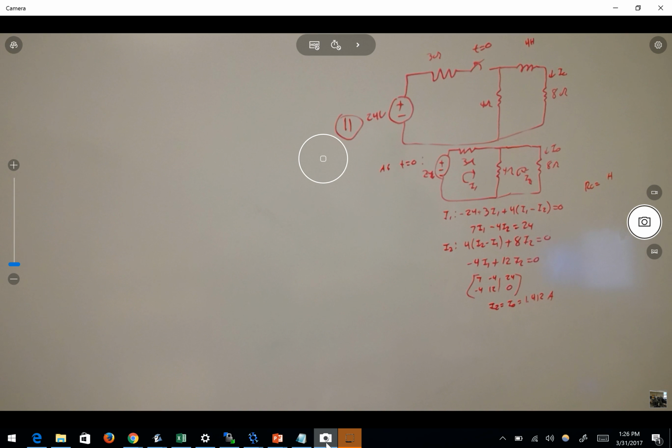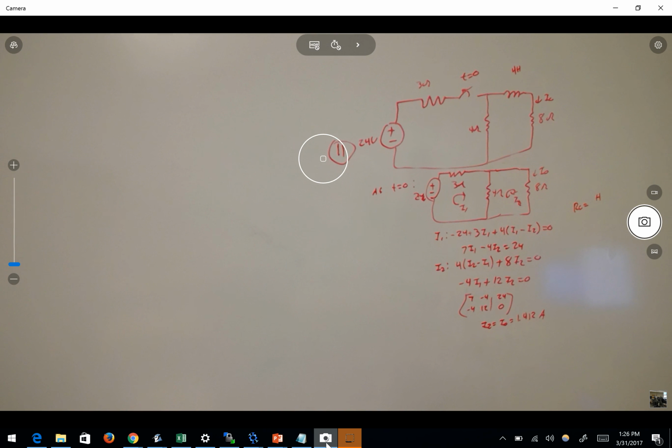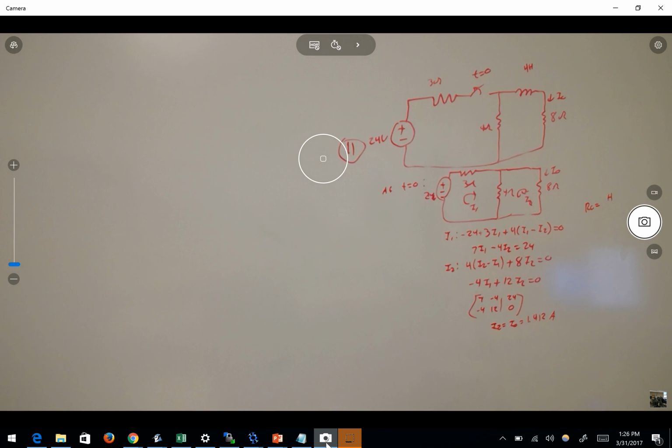Okay. So our Thevenin should just be these two resistors, right? The 20 and the 20.